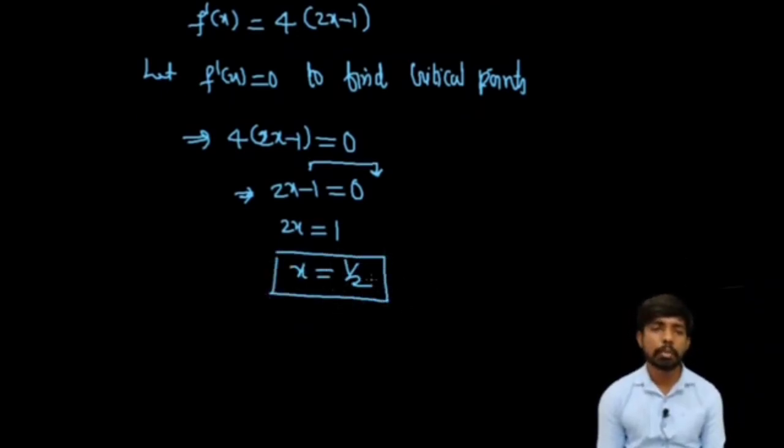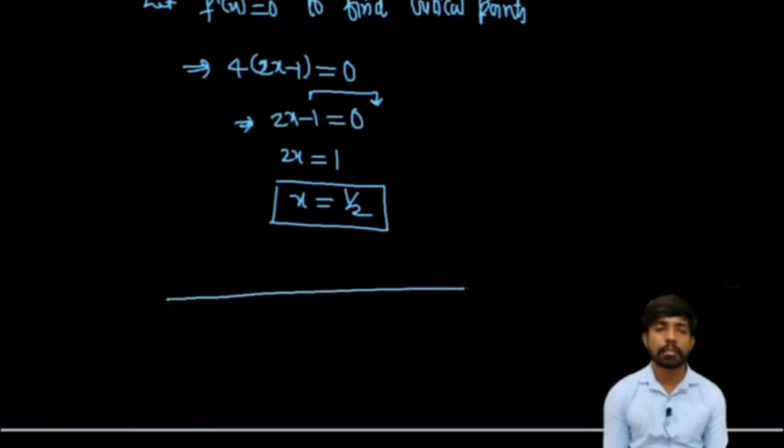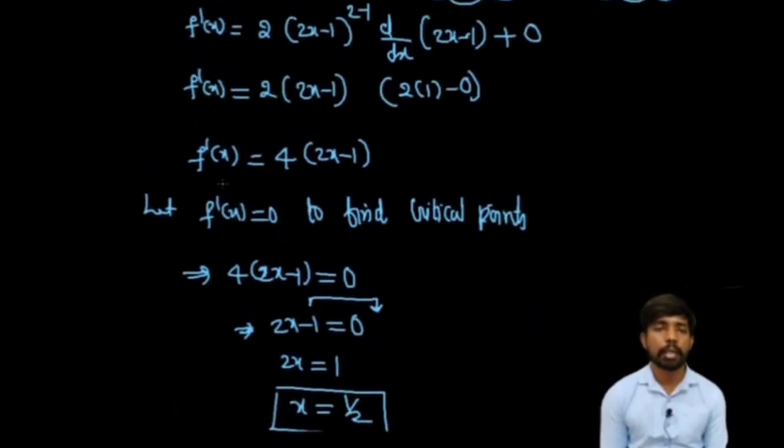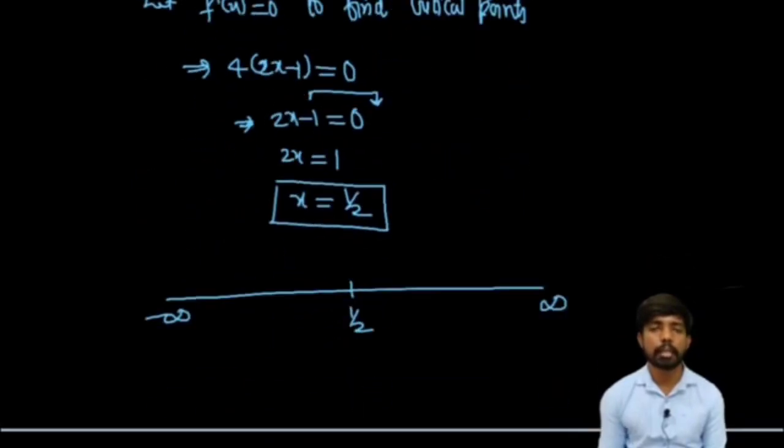But we don't know whether this is a point of maxima or a point of minima. So just plot on a number line. This is the first order derivative. So this is 1 by 2, this is minus infinity, this is plus infinity. Consider any number. First of all, consider the slope. F dash of x is equal to 4 times (2x minus 1). So just note down the slope: 4 into (2x minus 1) is the slope.